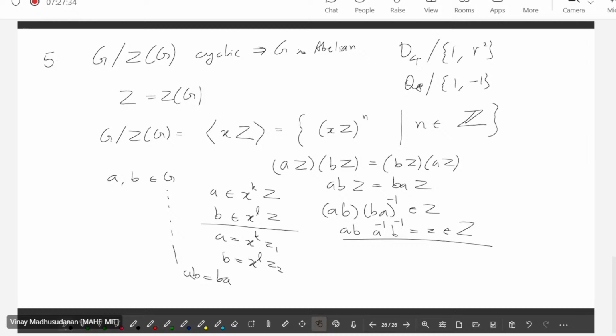Oh, right. I'm sorry. But that's the same thing though, isn't it? Yeah, it is the same thing. A belongs to that coset, not A equal to it. AZ is equal to some x power k Z, which means A belongs to it. When will two cosets be equal? When this times that inverse is in Z, or equivalently, this is in that coset. That's it.